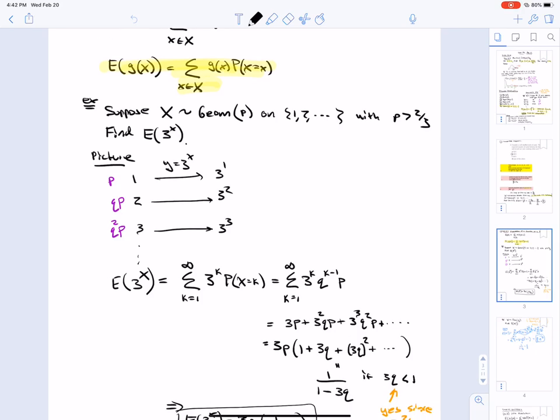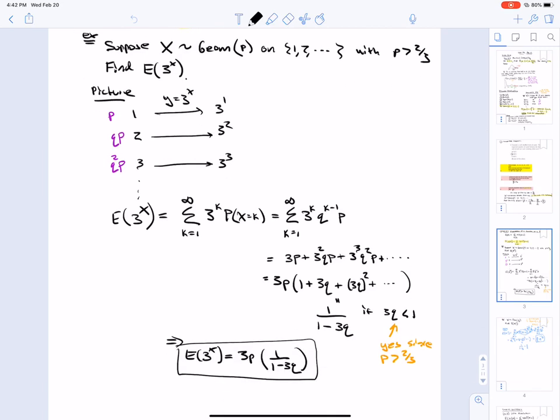So our formula for the expectation of 3 to the x is the sum over all of these outcomes. So it's the sum from k equals 1 to infinity of 3 to the k times the probability that X is k. And when you work this out, you see that we have a geometric sum here. So you have 1 plus 3q plus 3q squared and so on, which is 1 over 1 minus 3q if 3q is less than 1. And 3q less than 1 is true because we assumed above that p is greater than 2/3. So the answer is the boxed formula.